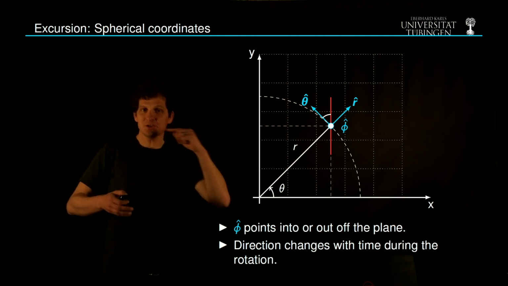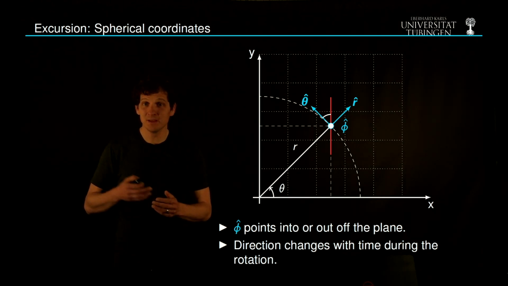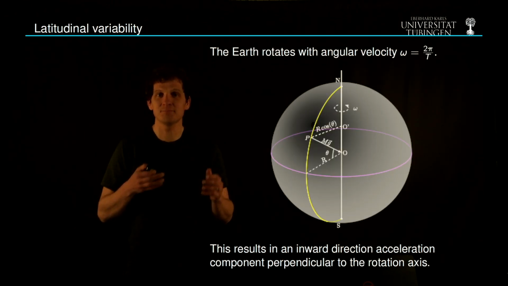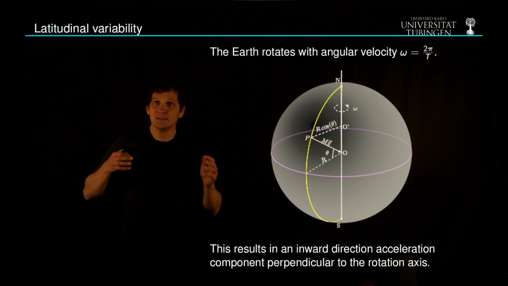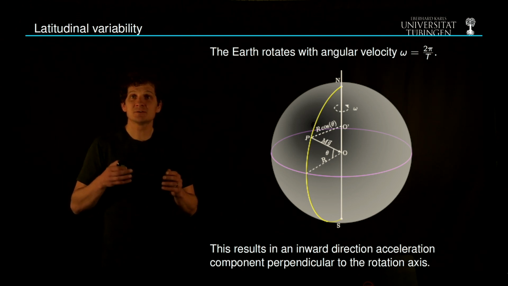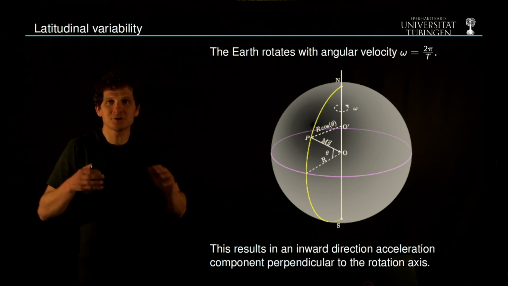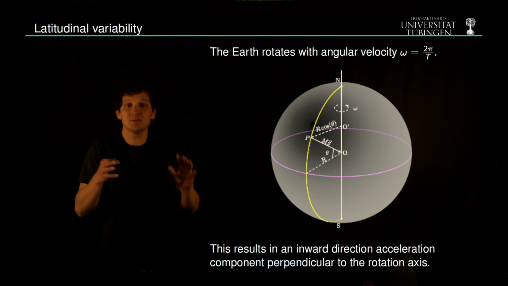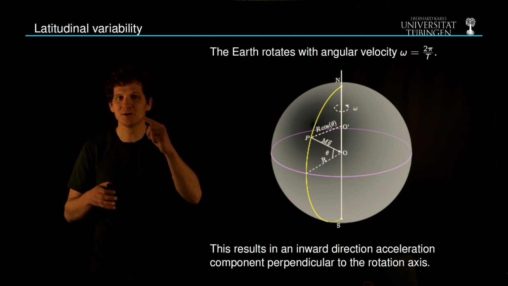During the Earth's rotation, this vector will continuously change its direction, and it will do so with the angular velocity omega that is given by the period corresponding to 24 hours. This continuous change of direction corresponds to a continuous acceleration which is oriented perpendicular to the rotation axis. This means in virtually all places on Earth, the detected acceleration does not exclusively depend on the subsurface density, but it also depends on the Earth's rotation.